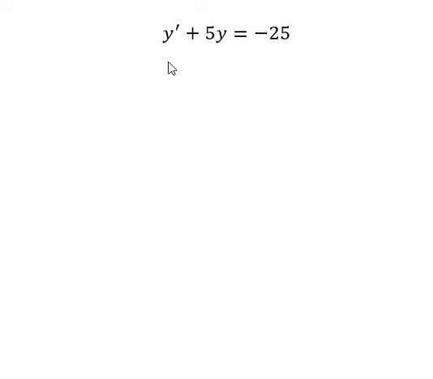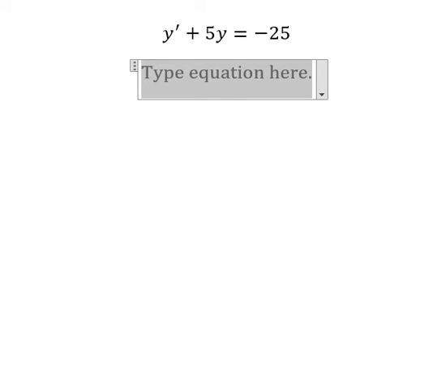Today I want to talk about calculus. The topic is about differential equations. Now I want to show you how to answer. We have first the derivative of y and y. This is about a linear differential equation.